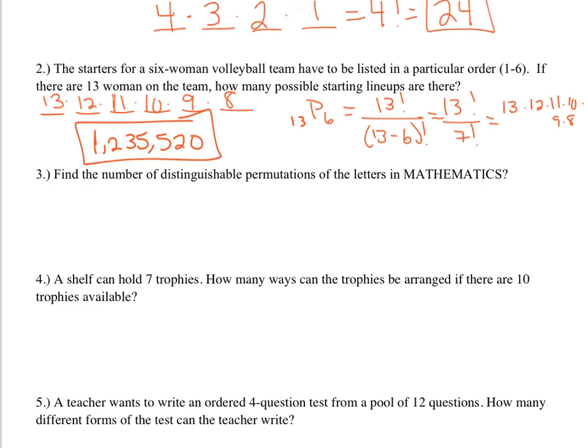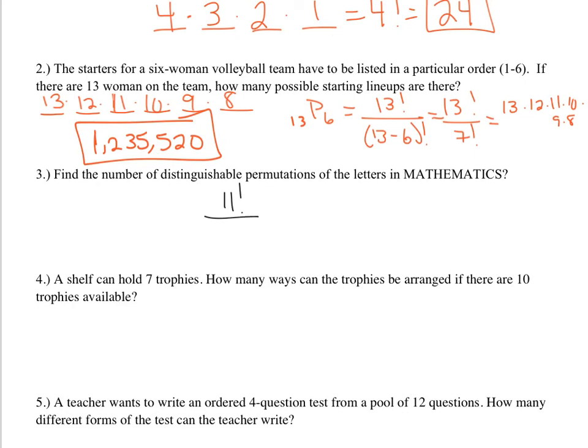Number 3, find the number of distinguishable permutations. Distinguishable means that they're separate from each other. Permutations of the letters of mathematics. So the first step you want to do is count how many letters are in the word mathematics. If you count them, you end up with 11 letters in the word mathematics.